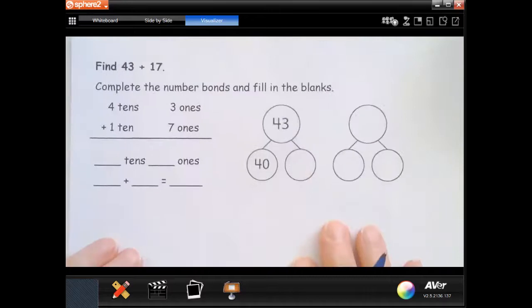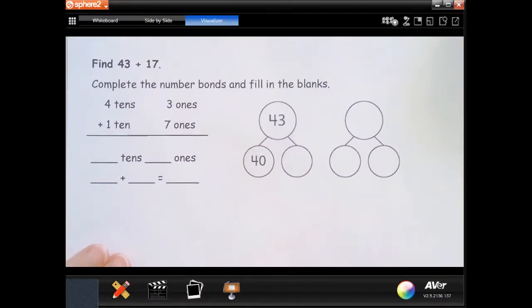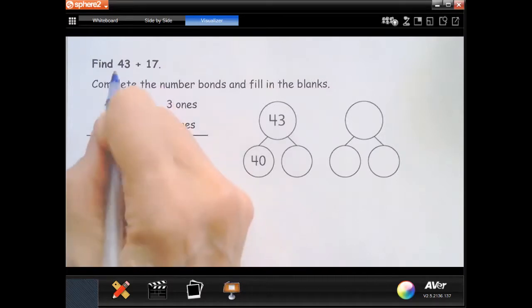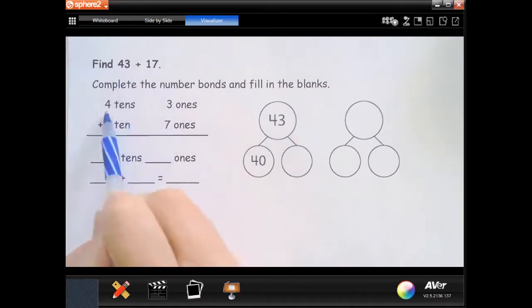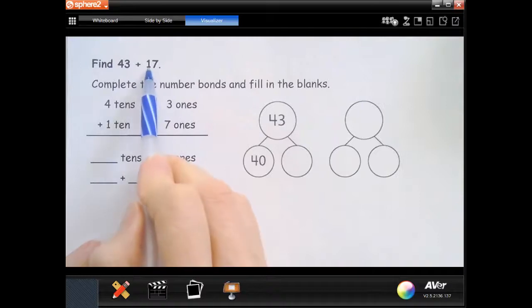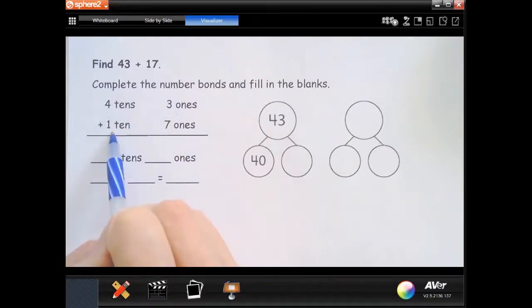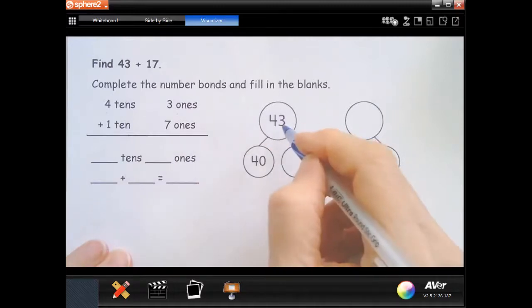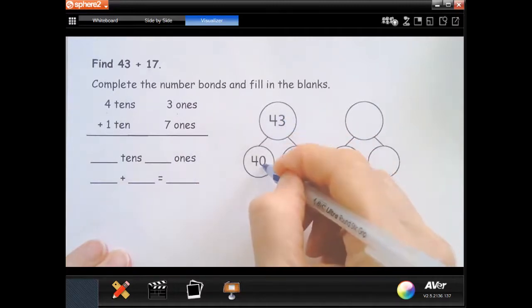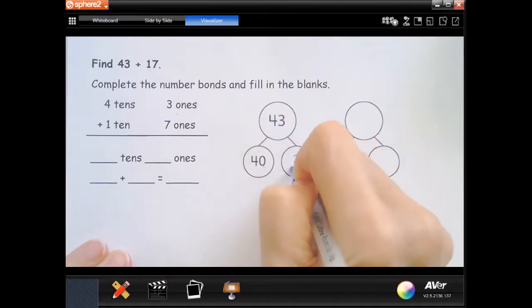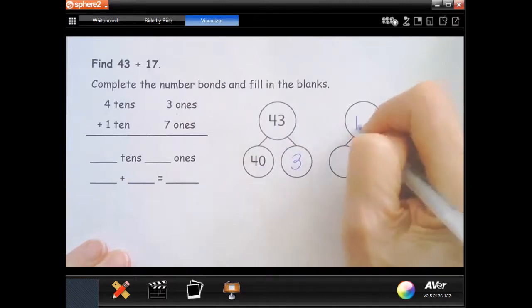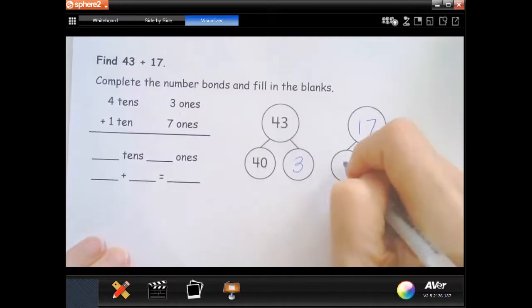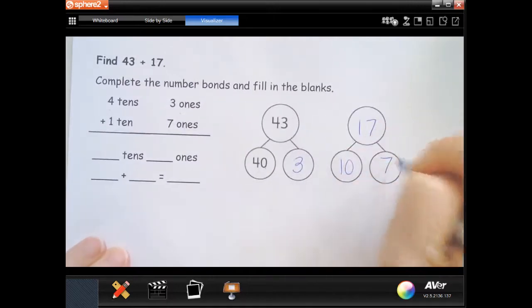I'm going to do some more practice with the number bond. 43 plus 17. Complete the number bonds and fill in the blanks. 43, the first addend, is 4 tens and 3 ones. 17, the second addend, is 1 ten and 7 ones. Now I'm going to fill out my number bond for decomposing. 43 is 40 and 3. The second addend is 17. 17 is 10 and 7.